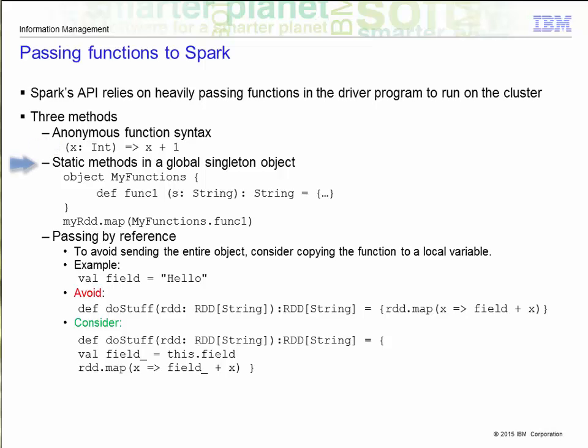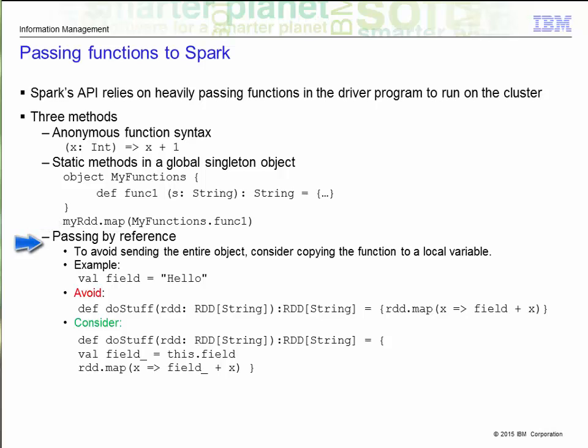Another method to pass functions around Spark is to use static methods in a global singleton object. This means that you can create a global object. In the example, it is the object myFunctions. Inside that object, you basically define the function func1. When the driver requires that function, it only needs to send out the object. The worker will be able to access it. In this case, when the driver sends out the instructions to the worker, it just has to send out the singleton object.